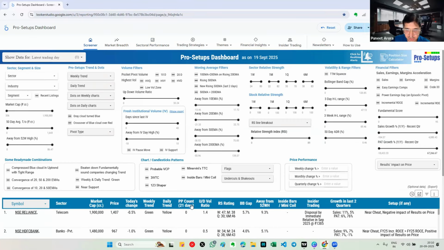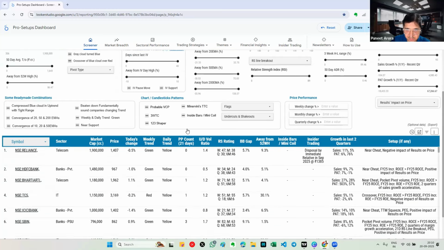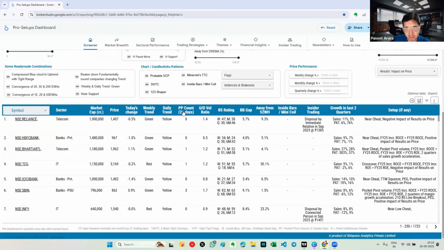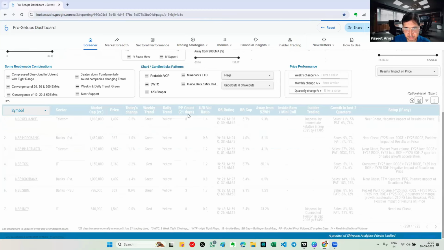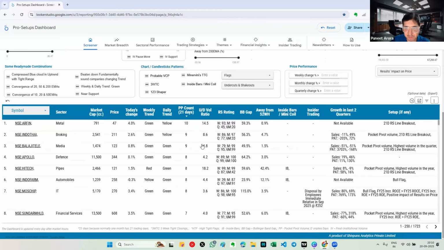No, we have this for the last 21 days. In the last 1 month, how many pocket pivots have come? In the last 5 days, there can be one or two. It can be two, three also, but the stock would have already given us a good move then. But in the last 21 days, when there is slow accumulation by institutional investors, you can have a look at the stocks that are in the base, and then use this pocket pivot table to see which stocks have the maximum number of pocket pivots in the last 1 month.